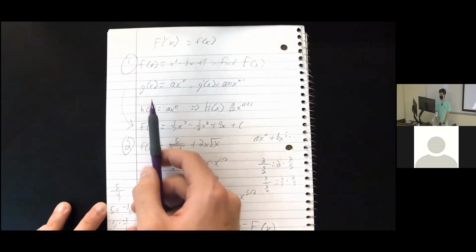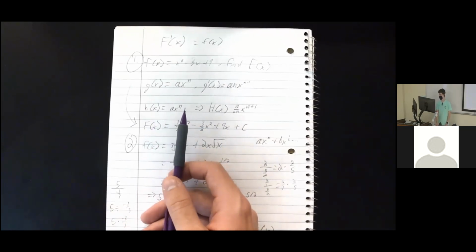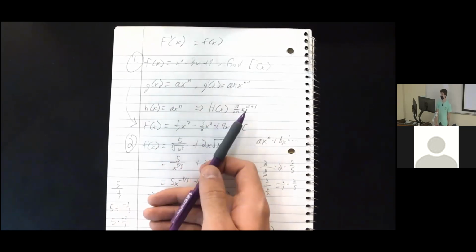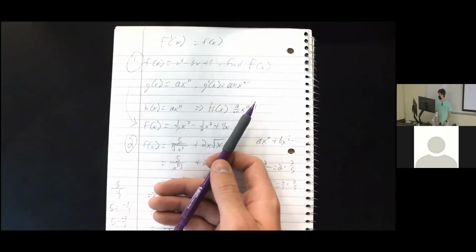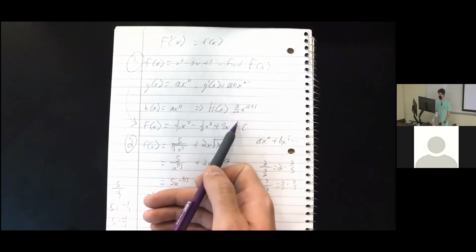Whereas if we have some function h of x and want to find its antiderivative, we instead add 1 to the exponent rather than taking it down, and then we divide by that new, added exponent, which would be that n plus 1 term, if that makes any sense.